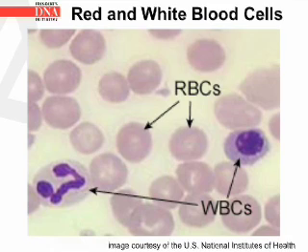Here is an example of red blood cells and white blood cells next to each other. Notice that the white blood cells are larger and they contain a darkened region inside. This is the nucleus, which contains the DNA.